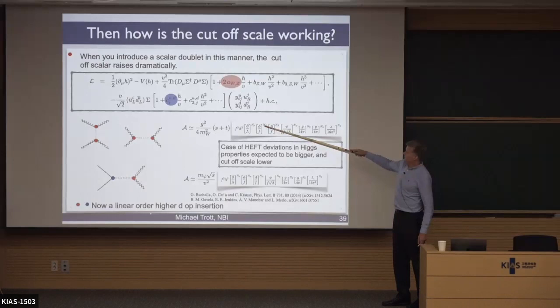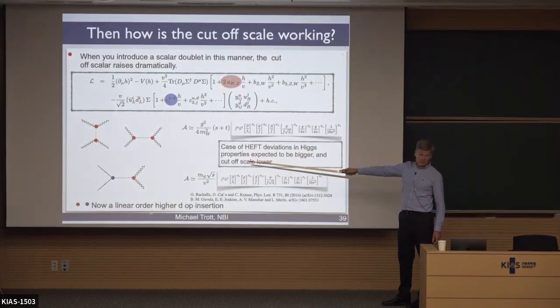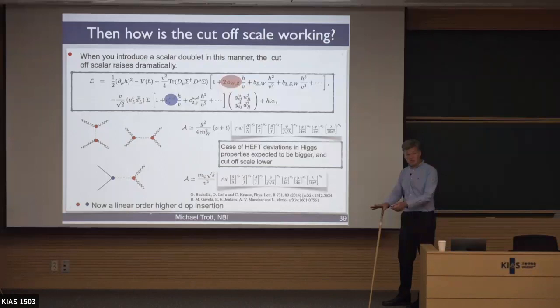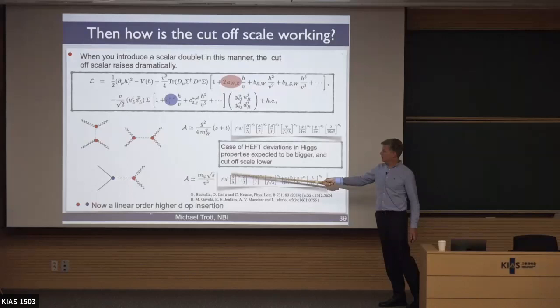Essentially, the order one message, although it's subtle, is that the HEFT should lead to larger deviations in the properties of the observed scalar and lower cutoff scales. He'll talk about that in great detail, but that's basically the order one message. Small, 1% level perturbations are a more SMEFT-like direction. Larger perturbations align more with the HEFT description. It's subtle, but that's basically the story, and he'll tell you about that. Okay. But you can calculate this and it fits, and it's a self-consistent EFT with a cutoff scale as well.